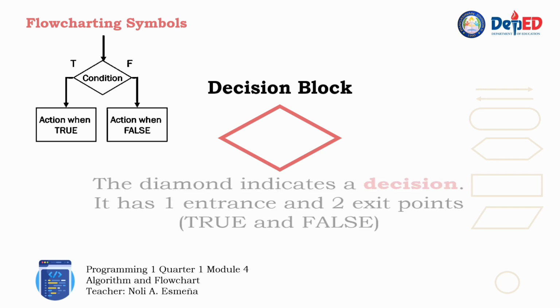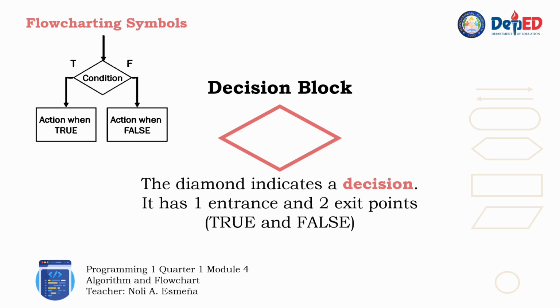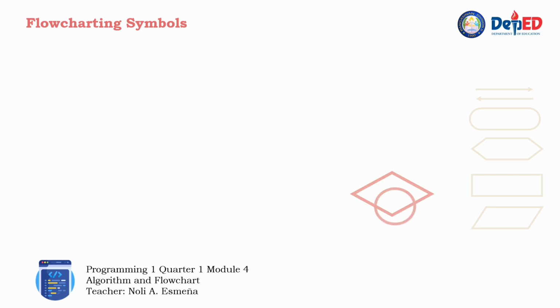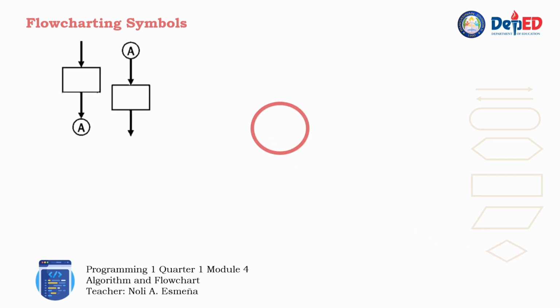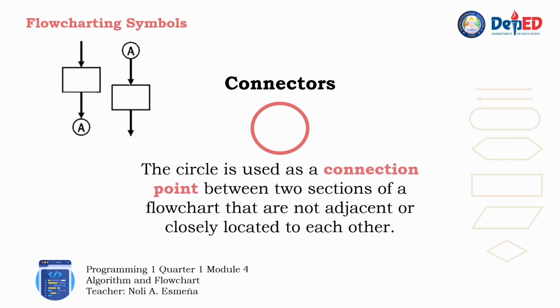Decision block. The diamond indicates a decision. It has 1 entrance and 2 exit points. Connectors. The circle is used as a connection point between 2 sections of a flowchart that are not adjacent or closely located to each other.